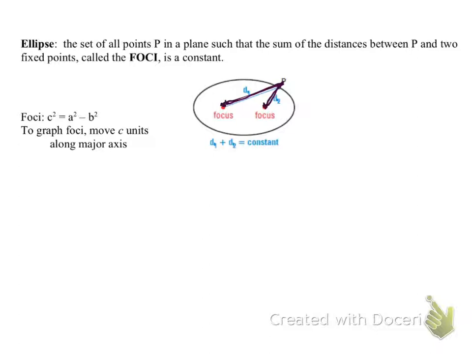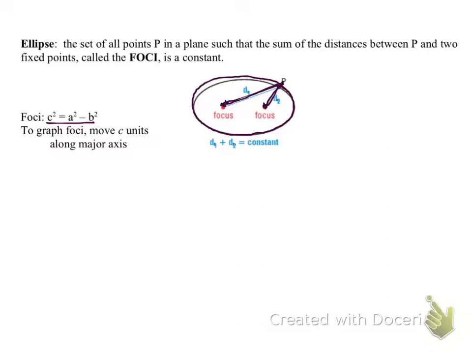And then somewhere in the middle of that string is the tip of my pencil. As I pull the string taut, holding on to each of those tacks, and I trace it around, I will form an ellipse. And so these foci are determined by a squared minus b squared. But we don't know yet what a major axis is and what a squared and b squared are. We'll learn that in just a second.